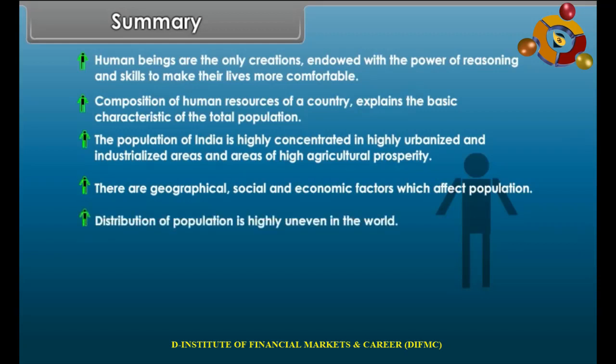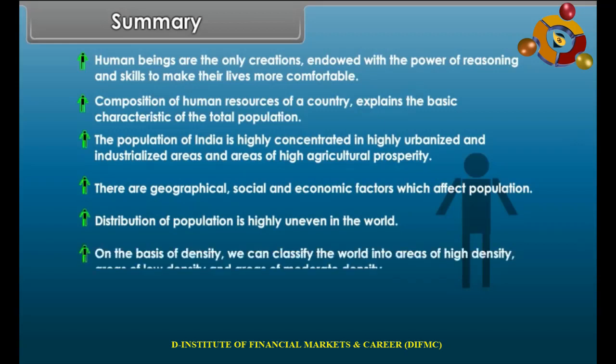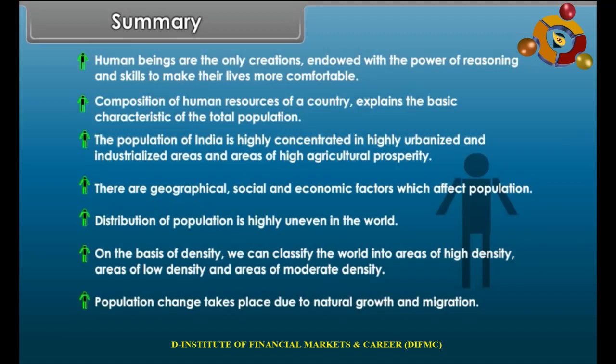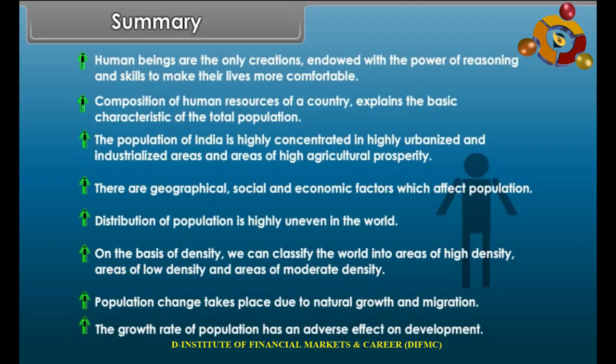Distribution of population is highly uneven in the world. On the basis of density, we can classify the world into areas of high density, areas of low density, and areas of moderate density. Population change takes place due to natural growth and migration. The growth rate of population has an adverse effect on development.